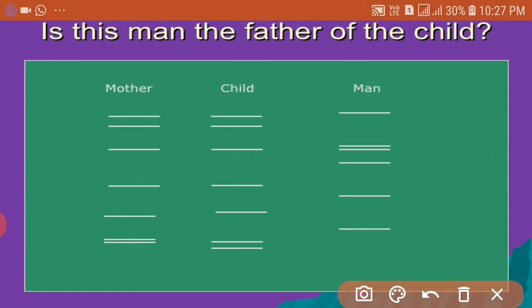So here, to know whether this man is the father of the child: if the DNA of the child resembles that of the man, then the child is the son of that man. Here there is no resemblance, so this man is not the child's father.